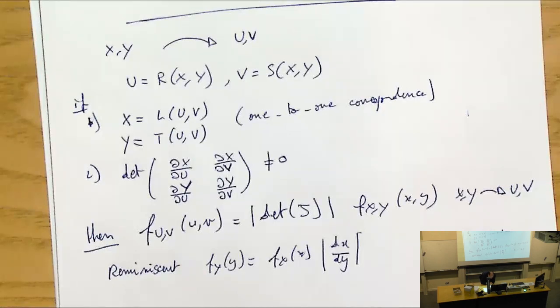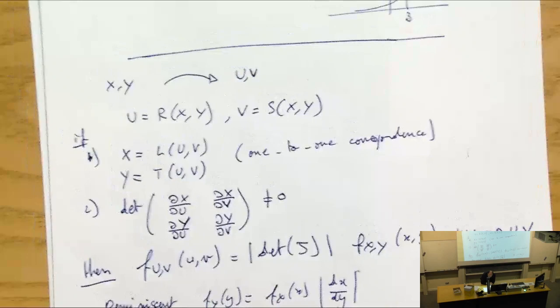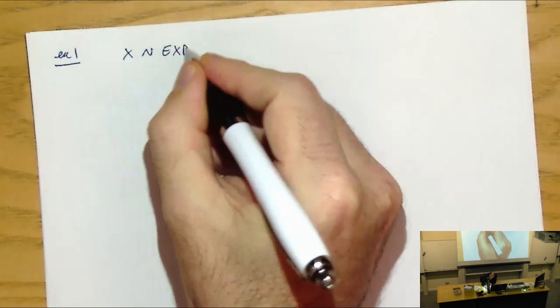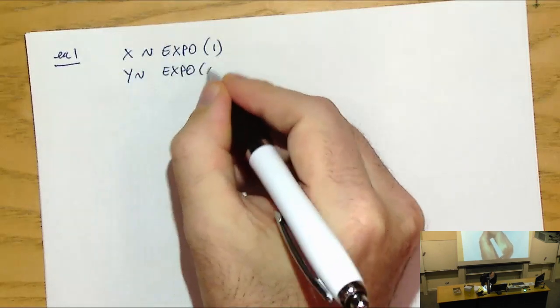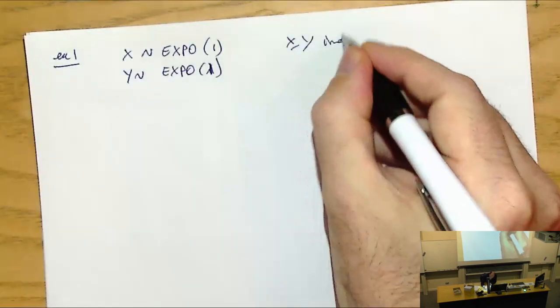Right, so let's look at this. Where can we use this? For what kind of scenarios can we use this kind of relationship? Let's imagine, I will give you two examples. The first one is: x is exponentially distributed with parameter lambda equal to 1. Y is also exponentially distributed with parameter lambda equal to 1. And I'm saying x and y are independent.